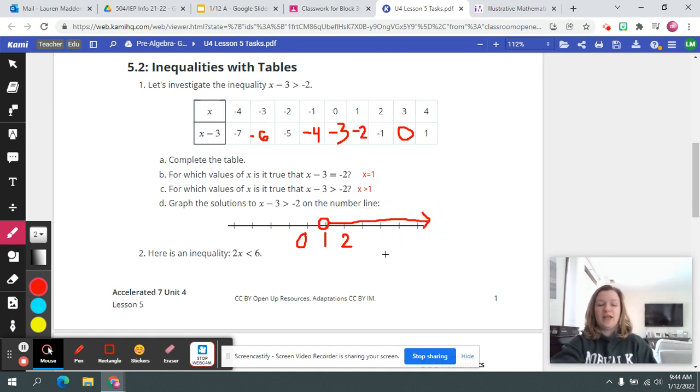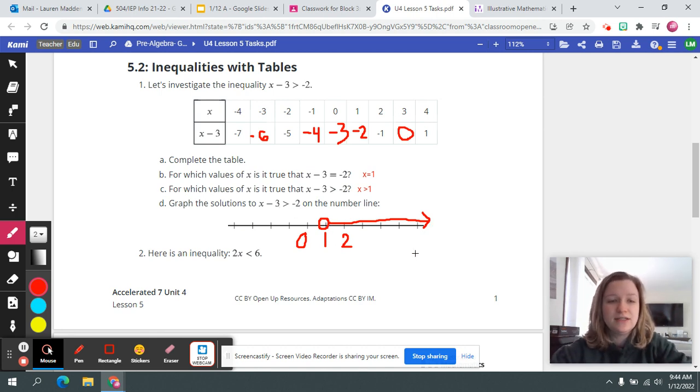Because if I'm looking at when x minus 3 is greater than negative 2, well, we said that's when x is 1 or bigger, not when x is equal to 1, because that means it's exactly negative 2. But I want all of this to be greater than negative 2.